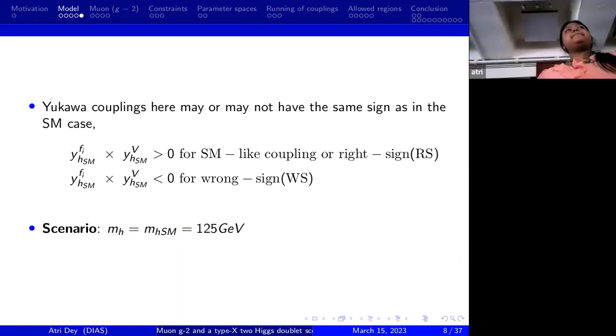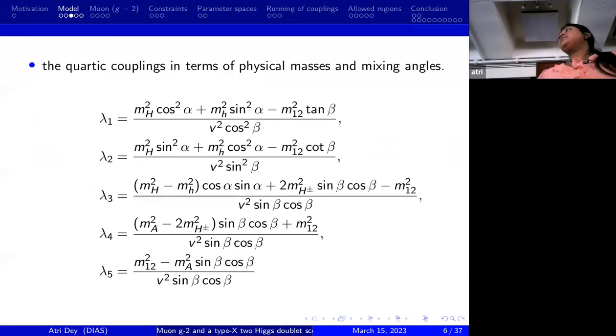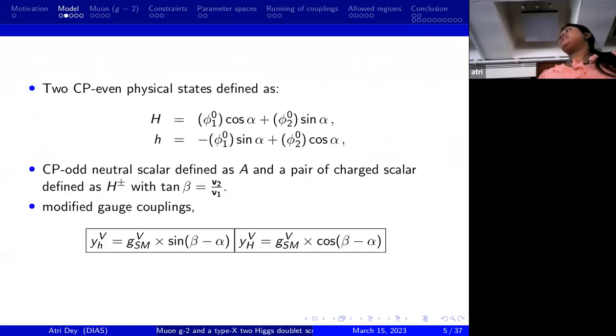What is telling me the sign? So what is line B? This YHV is our sine beta minus alpha. This is the standard model coupling times sine beta minus alpha. What is this X coupling for the X field, which elements? This gauge boson.